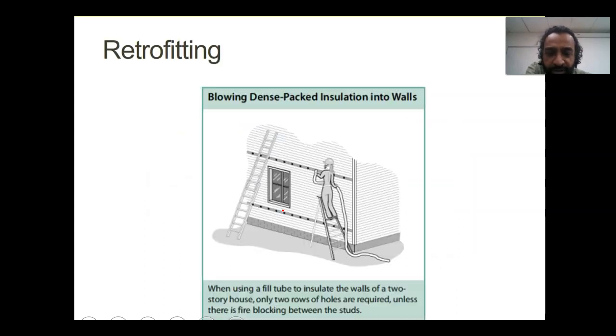This is how blown insulation is done through the wall. We will drill holes into the wall and put in either foam insulation or cellulose blown in. If you're filling with blown insulation, you're probably going to fill from the top until it comes out. But if you fill with foam, you're probably going to blow it from the bottom until it comes out from the top. And I've seen them blow it from one side of the wall until it comes out from the other side.